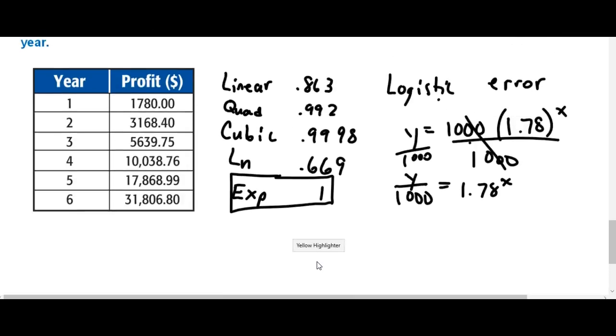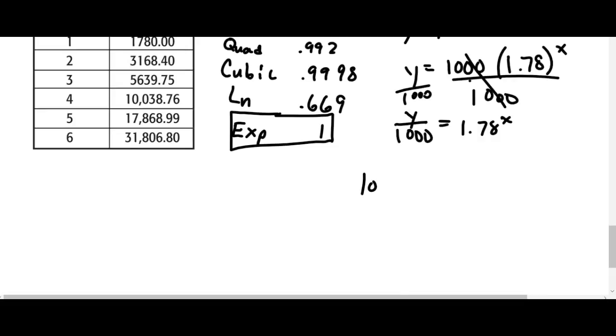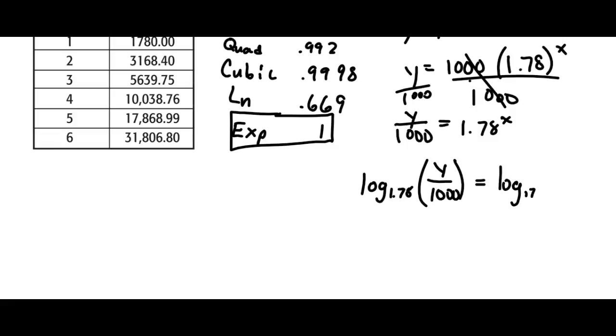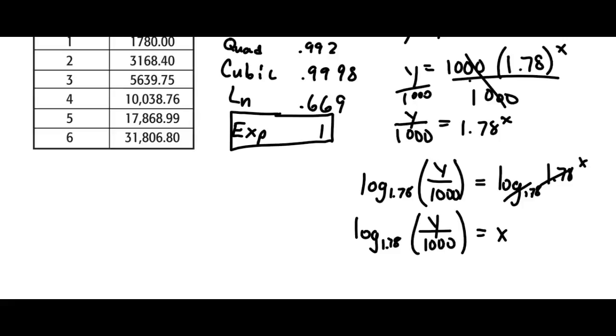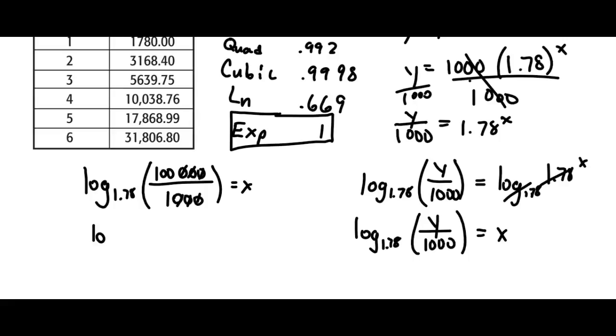And remember, to get out of our exponents here, we can take the log of base 1.78 of both sides. So log base 1.78 of y over 1,000 equals the same thing over here. The log and the base will cancel out. So essentially, you have log base 1.78 of y over 1,000 equals x. So if we put in, we want to know 100,000 for y. So log base 1.78 of 100,000 over 1,000. These zeros will cancel out. So really, we just have log base 1.78 of 100 equals x.